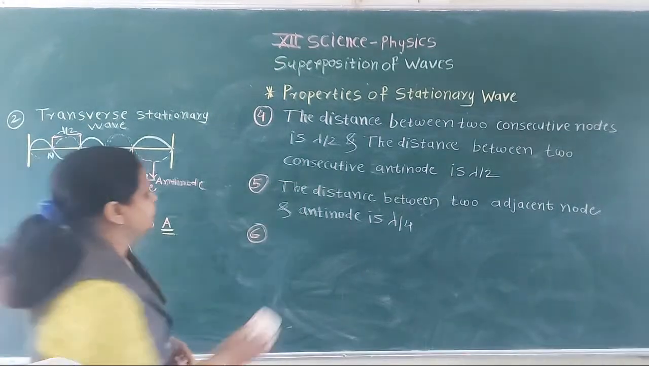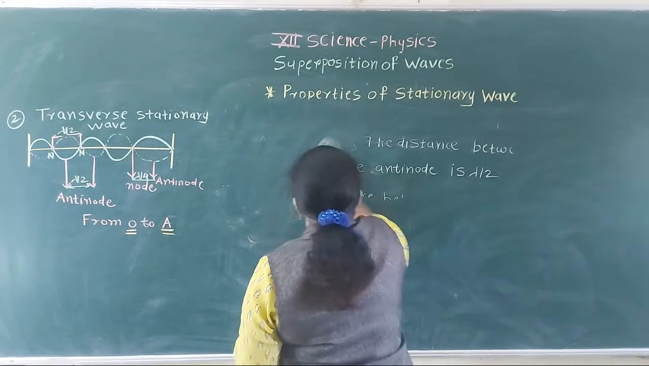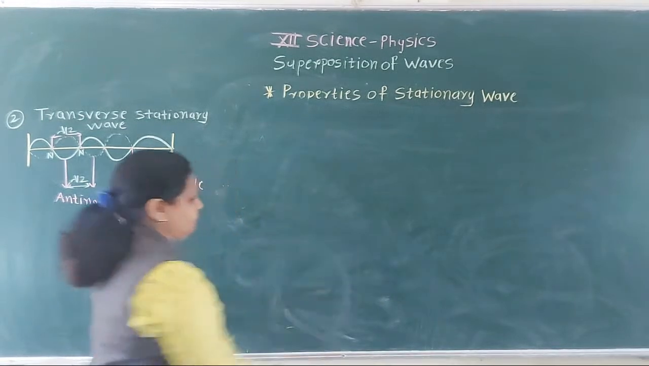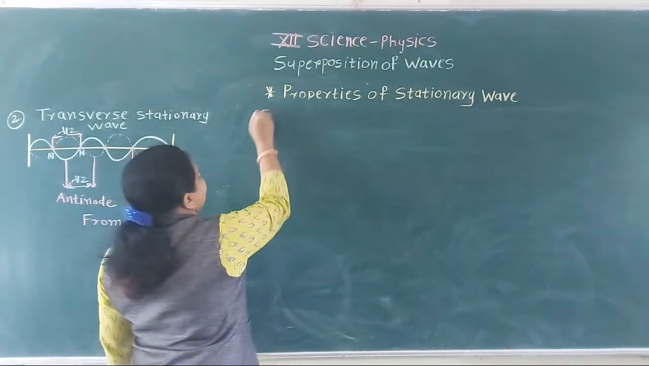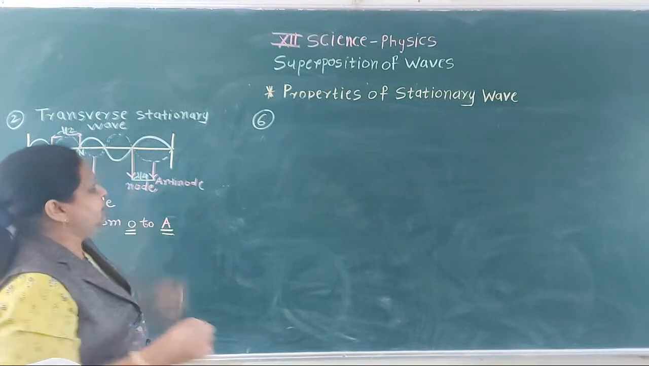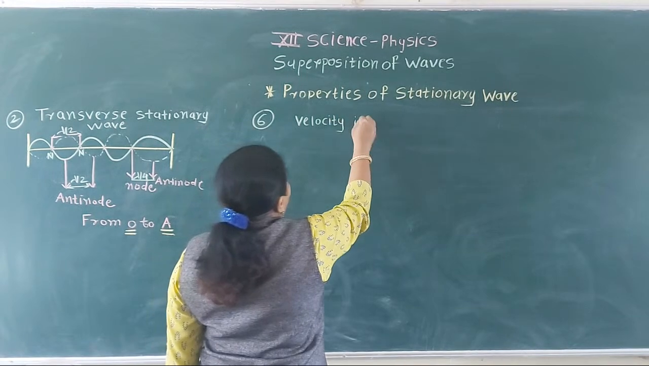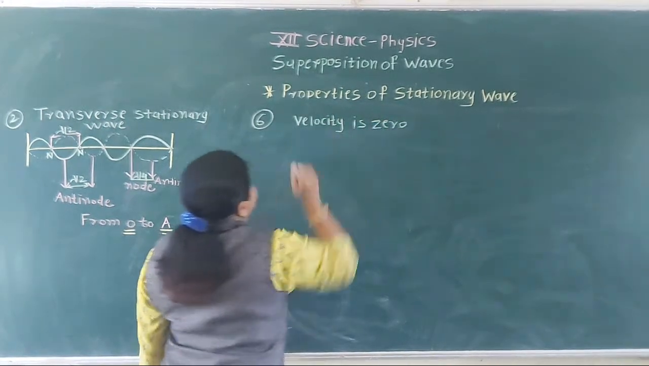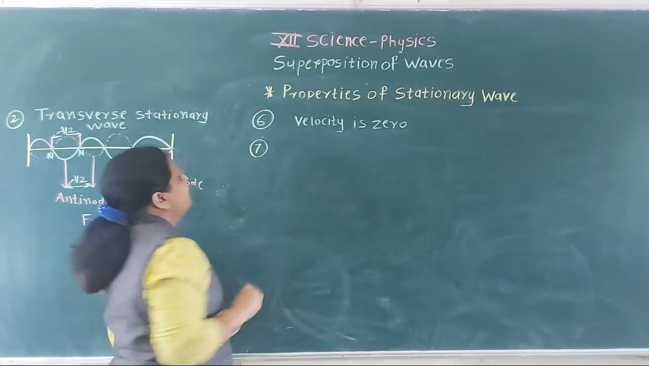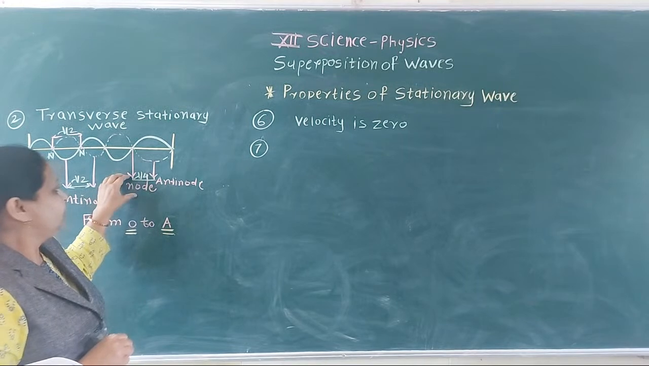Now let us discuss the next property, number 6. There is no propagation of energy, so velocity is 0. Means the wave is localized.